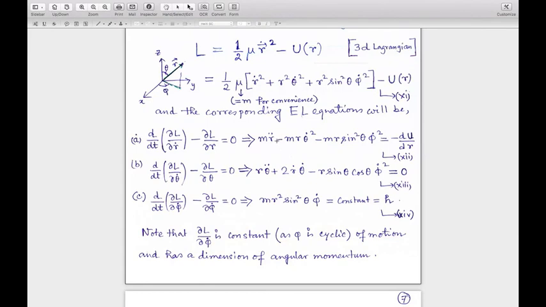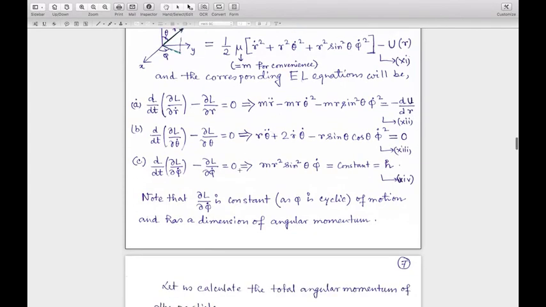m r double dot minus m r theta dot square minus m r sine square theta phi dot square is equal to minus dU/dr. Right? Now these two are the Euler-Lagrange equations with respect to theta and phi. But remember, this does not say that this is the equation in the theta cap direction and this is the equation in the phi cap direction. That is not true.